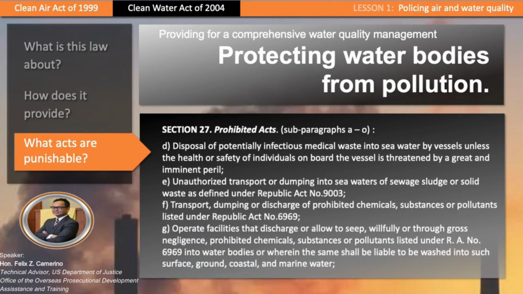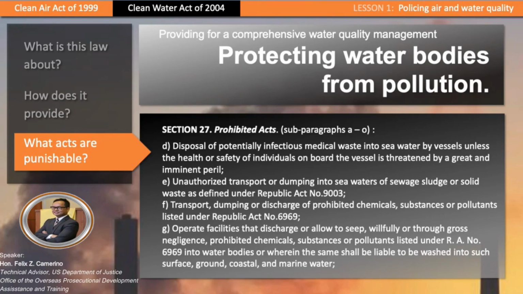That's a little tricky because if you read it, it doesn't sound like it has a qualifier, but it does. And I'm referring to subparagraph D. It says disposal of potentially infectious medical waste into seawater by vessels unless the health or safety of individuals on board the vessel is threatened by a great and imminent peril. So if you read it too fast, it may not immediately catch on to it, the qualifier. But you have to just sort of read it carefully and try to make sense of it word for word, and you'll be able to determine that there is one.